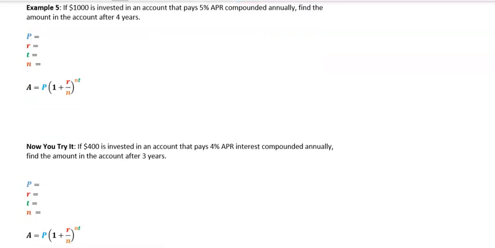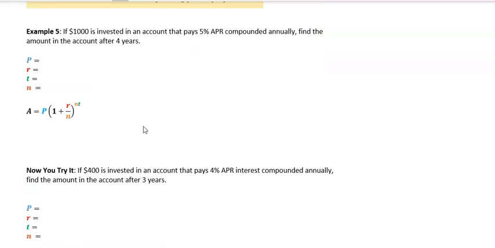So let's look at example 5. And I've put the entire formula here for you. All right, so we've got $1,000 is invested, so that's our principal, in an account that pays 5%, which is 0.05, compounded annually. So this is an important number right here. Compounded annually means that we need to put in a 1. Okay, so it means 1 time per year. So in this case, we just put a 1 in for the N. Find the amount in the account after 4 years. So 4 years is the time. Make sure it's in years, and it is.